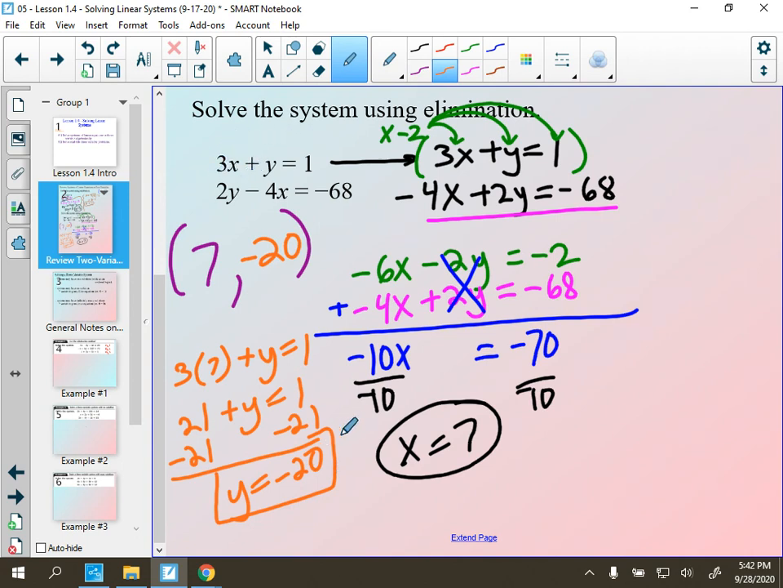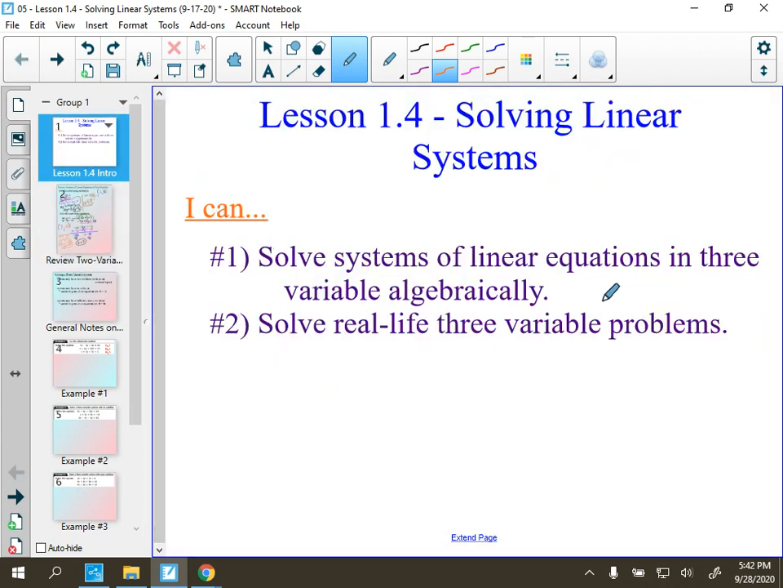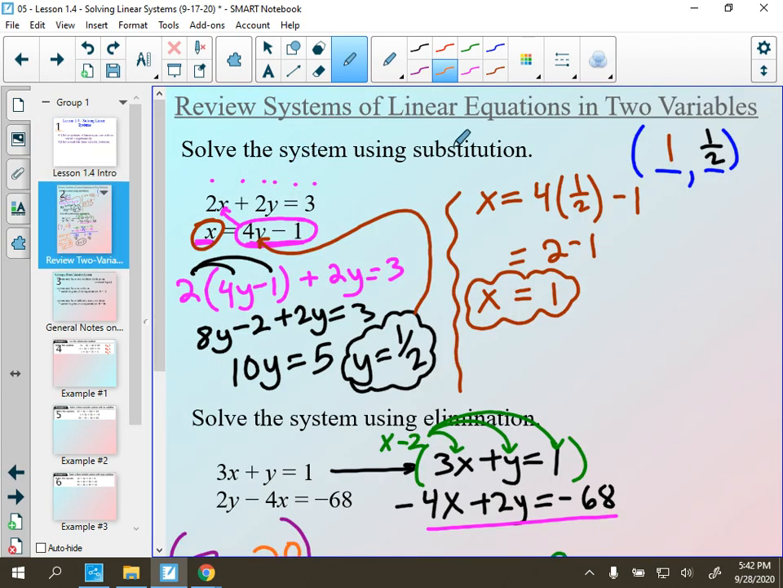So that's a review of 2 variable systems. You say, oh my gosh, that's just a review. The nice part about 3 variable systems, which is what we're looking at today, is there's no new strategy. There's no weird new strategy. It's essentially going to use either one of those processes, substitution or elimination, but maybe just a little bit more of them within a given problem, okay?